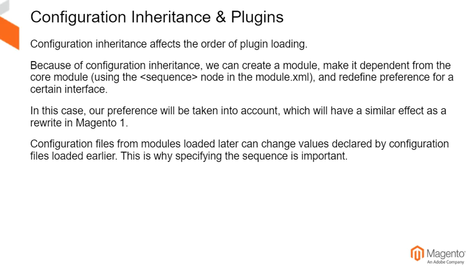In this case, our preference will be taken into account, which will have a similar effect as a rewrite in Magento 1. Configuration files from modules loaded later can change values declared by configuration files loaded earlier. This is why specifying the sequence is important. Configuration inheritance involves some expensive operations in runtime. The compiler tool can be used to minimize the performance impact of these operations.